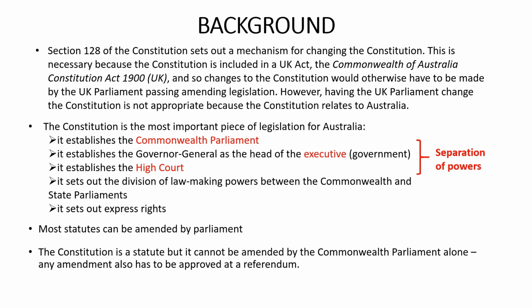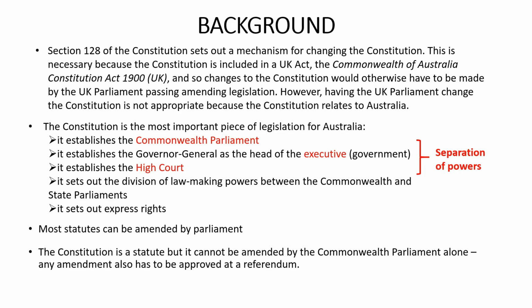Instead, section 128 provides that changes to the Constitution not only have to be approved by the Commonwealth Parliament, but also have to be approved at a referendum. A referendum is a compulsory vote by the Australian people on a proposed change to the wording of the Constitution.